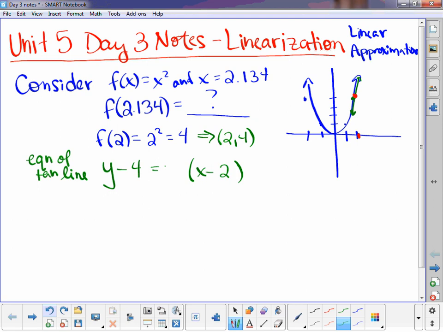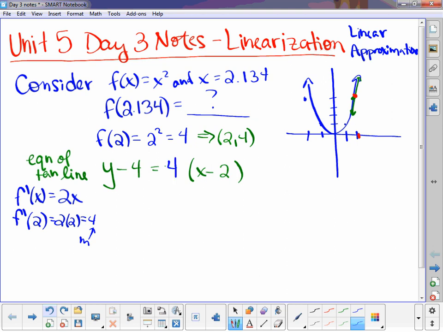And what is my slope of the tangent line? How do I find that? The derivative, right? The derivative gives me the slope of the tangent line. So we just simply have to find our derivative at that point. I'm going to do this off to the side. f prime of x is what? 2x. Alright, so we want to know our derivative specifically at 2, which would be 2 times 2, which is 4.